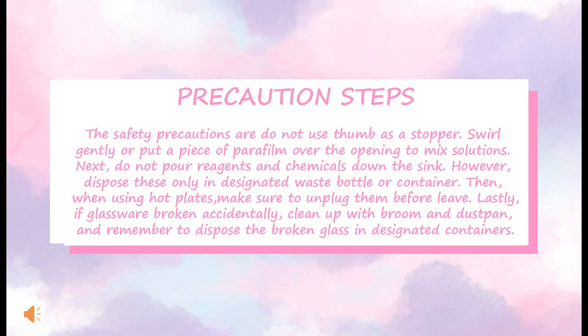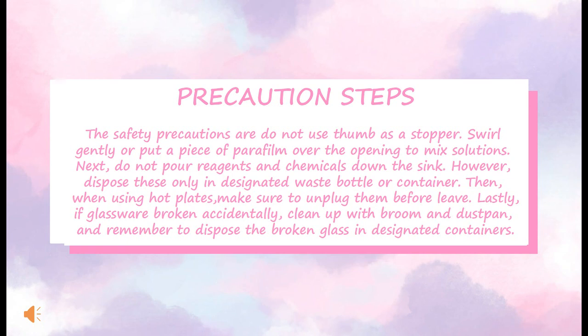After all of the experiments by the given task had been accomplished, now we are moving to the precaution steps. So the safety precautions are: do not use a thumb as a stopper. Use a stopper instead of a thumb. And then swirl gently or put a piece of parafilm over the opening to mix solutions. Because we don't know whether the solution might be harmful or corrosive to our hands.